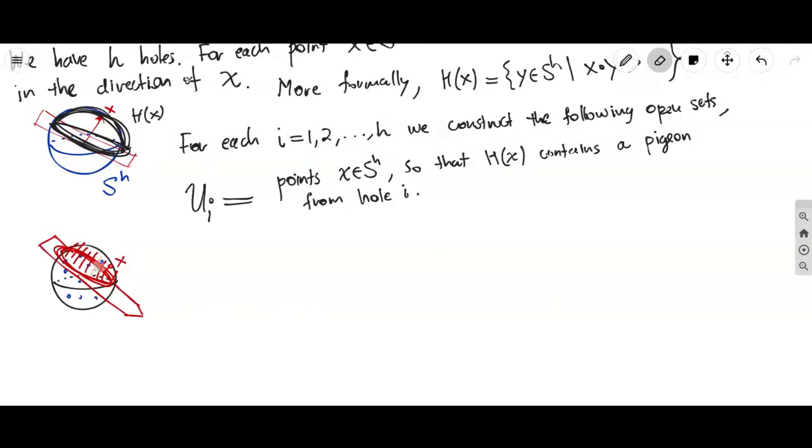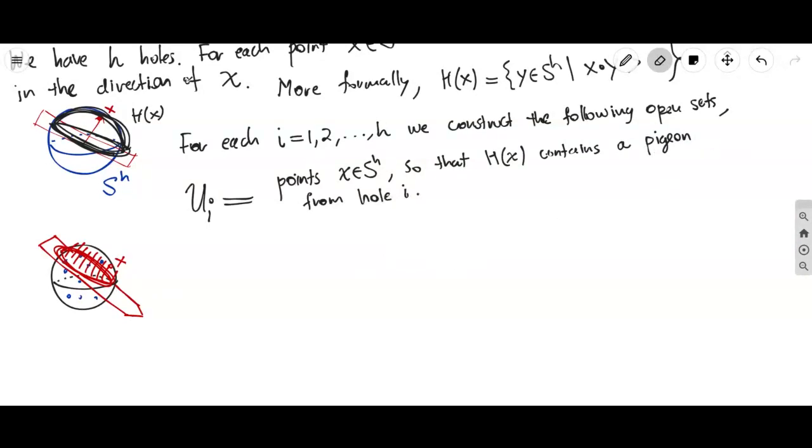Now, what is a pigeon? A pigeon is a collection of m items. We're considering all subsets of size m. So if you can find m of those blue points that all come from the same hole, every pigeon is going into some hole.